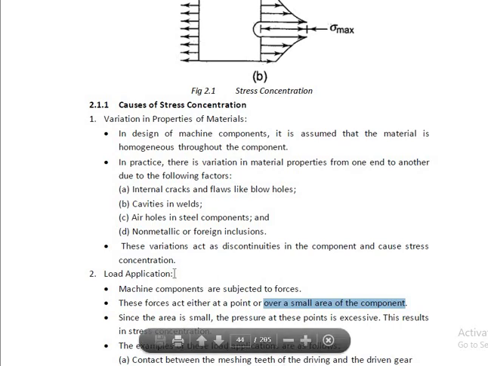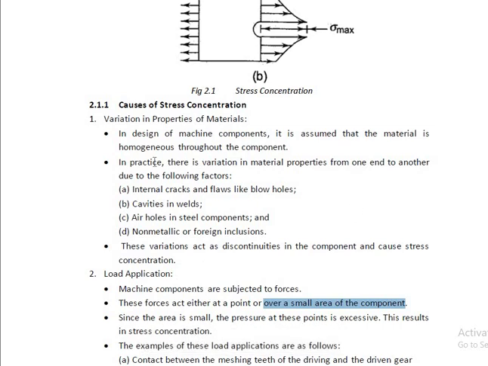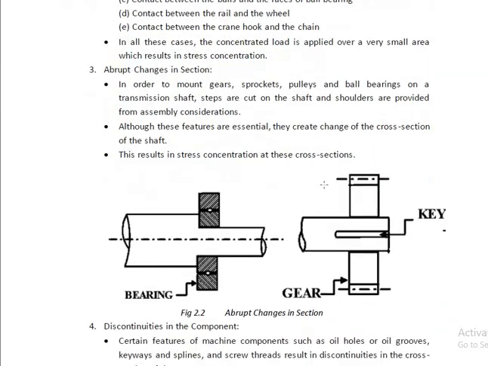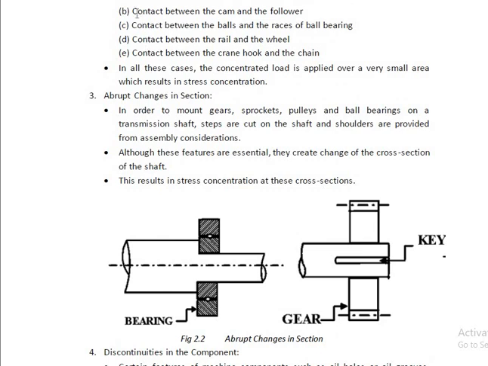This is another cause, that is the application of uneven load. The first cause was the variation in the properties of the materials. Another example of uneven distribution of force is the contact between the cam and follower. When there is contact between cam and follower, at certain points more load will be applied on the cam, and at some points less load will be applied.